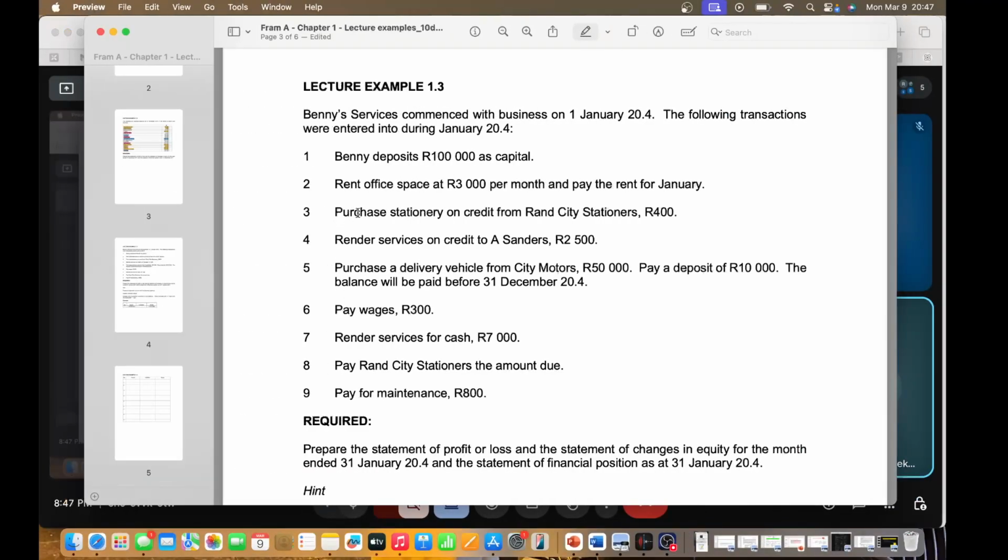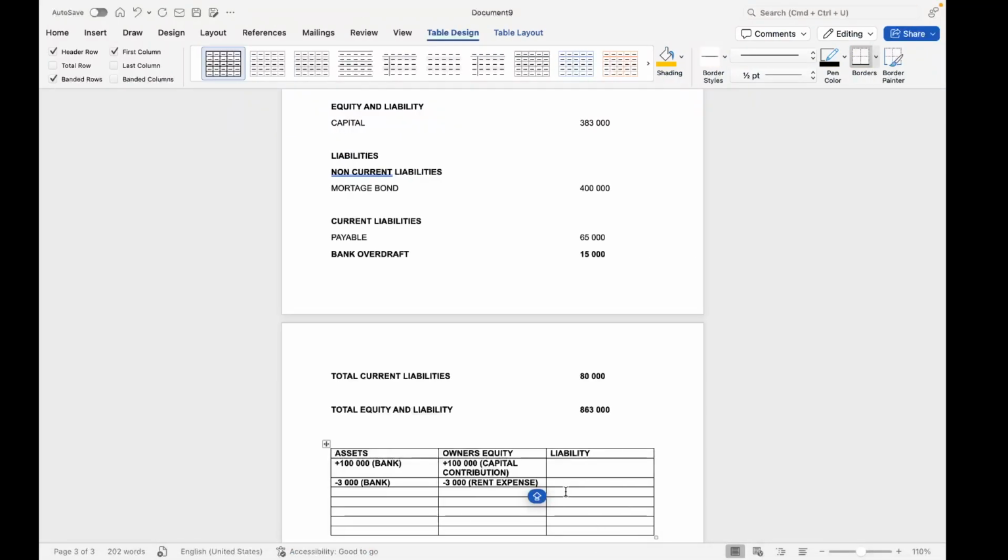Then we can move on to purchase stationery on credit at Rand City Stationers, 400. So if we buy something on credit, automatically we need to know that it's a liability. So we're just going to add 400 rand, and then you're just going to say payable, payable Rand City, right? And then we come to our owner's equity, and we're also going to say minus 400 stationery, because stationery is what? Stationery is an expense, and our expenses decrease our equity. Are we all good?